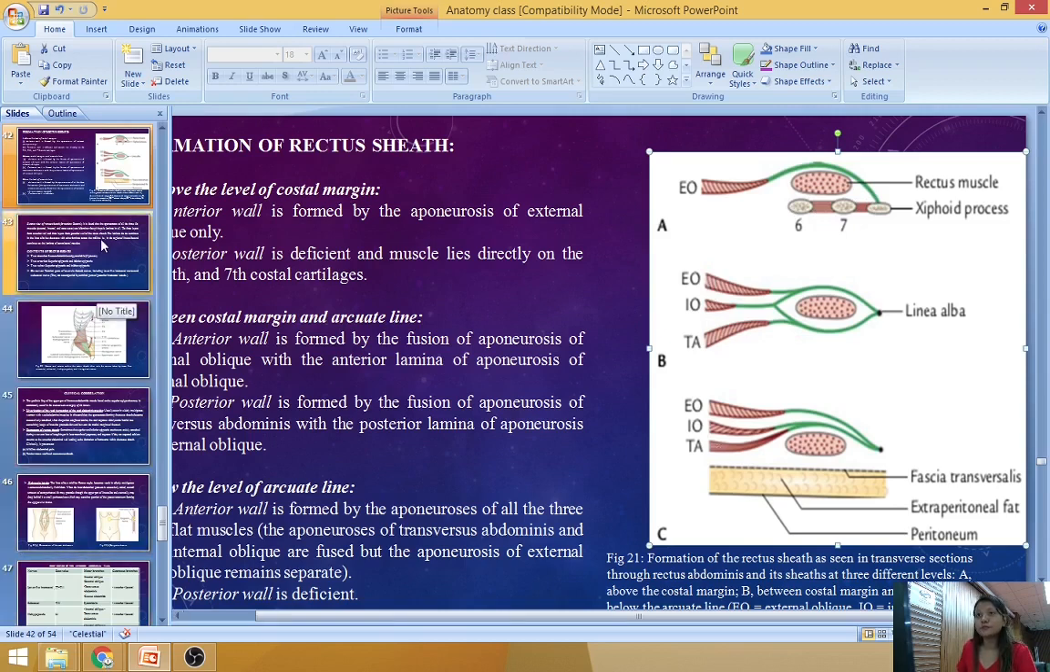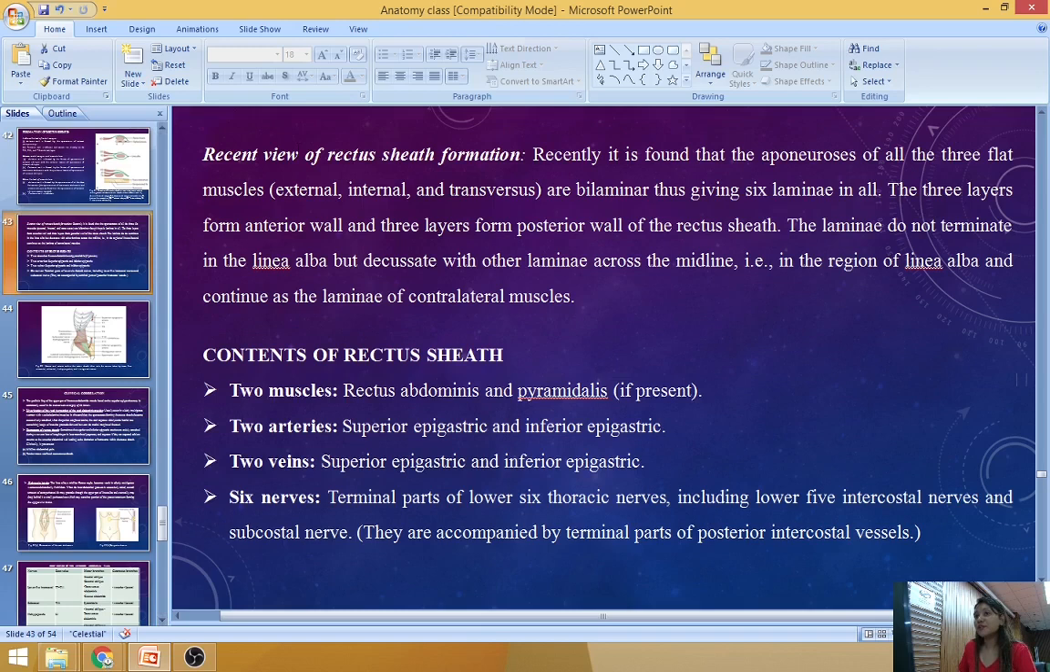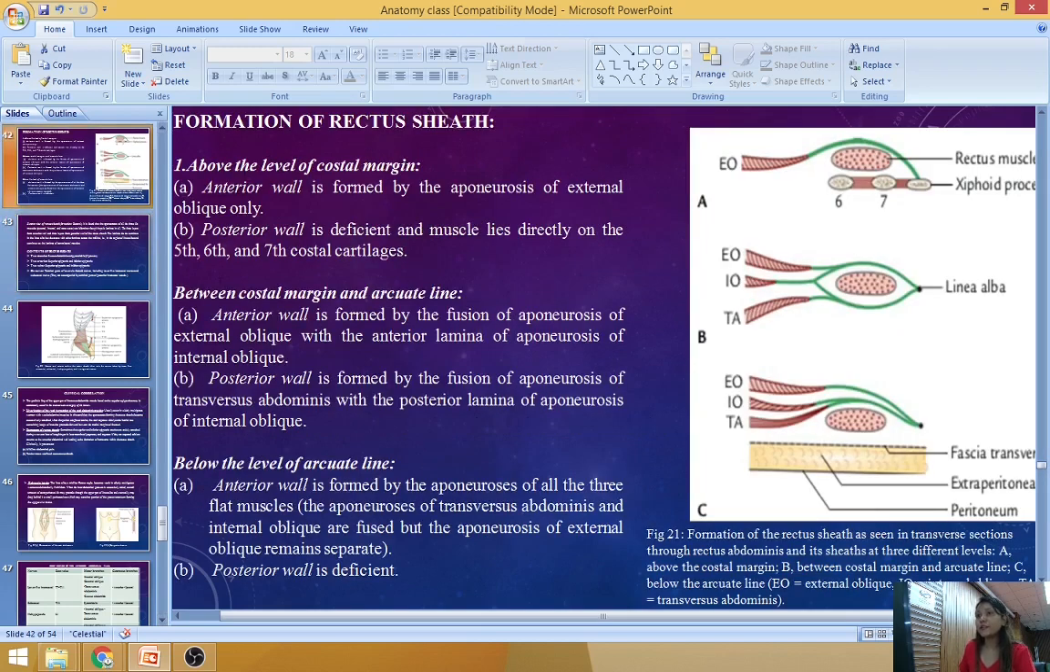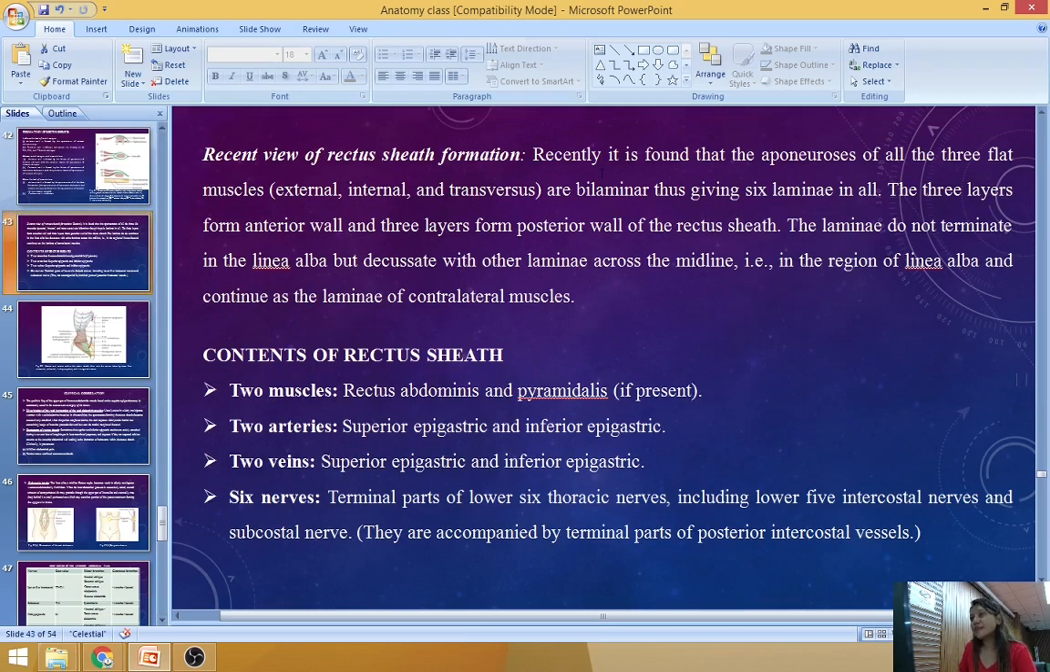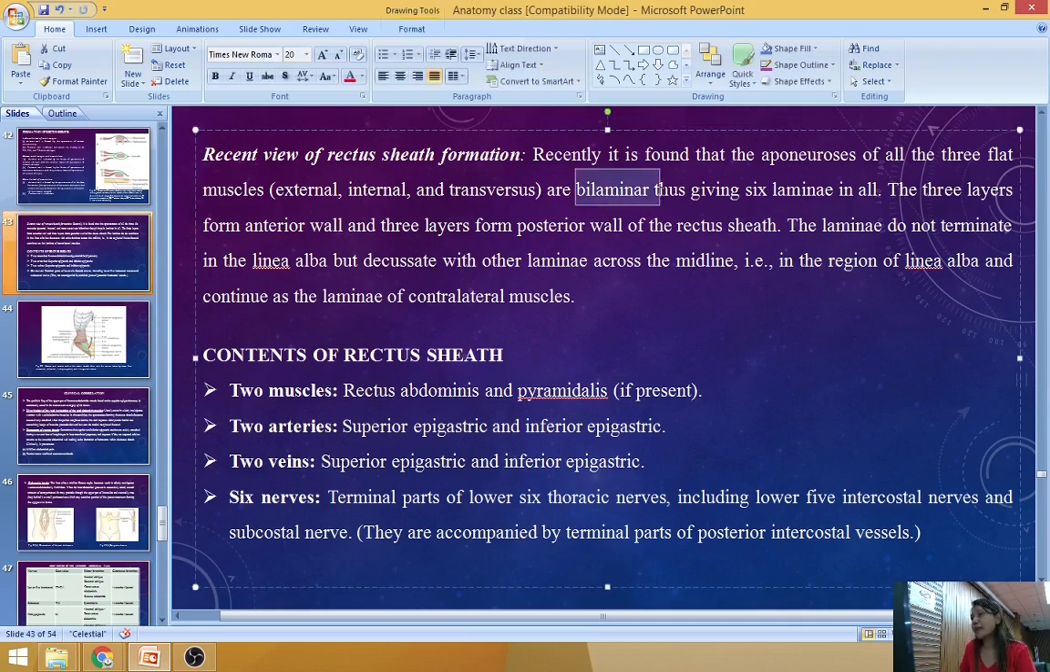Okay. Now we come to the recent view of the rectus sheet formation. Here I have shown that there are 3 points in the formation, but there is a recent view also. It is found that the aponeurosis of all the 3 flat muscles are bilaminar. Sometimes they might ask that all the 3 muscle aponeuroses are bilaminar, giving 6 lamina in all. Okay, now contents of the rectus sheet.